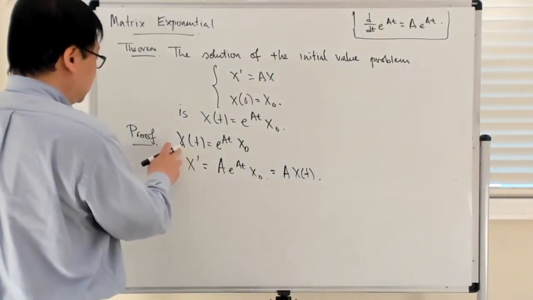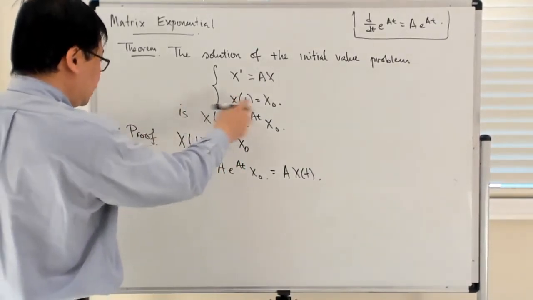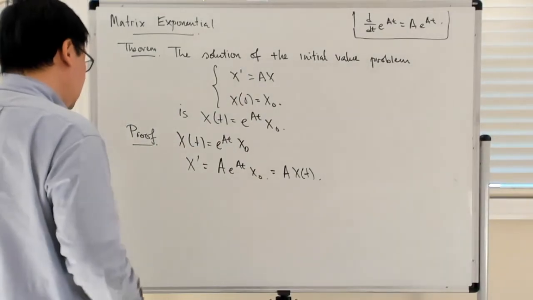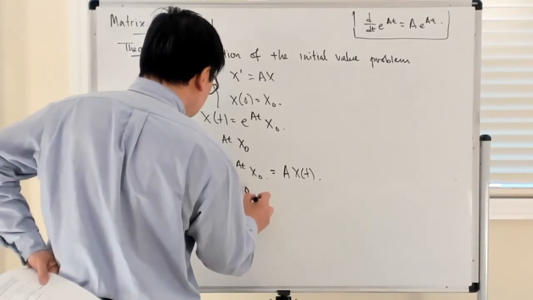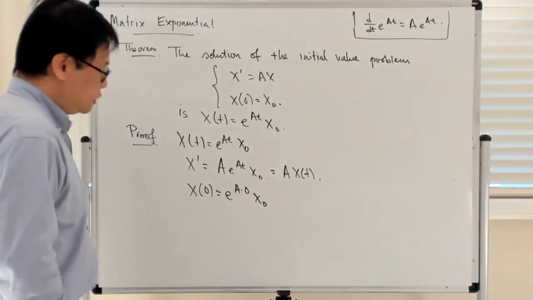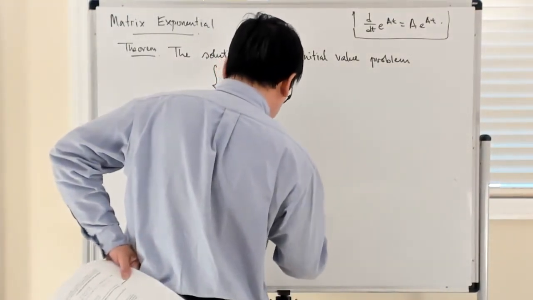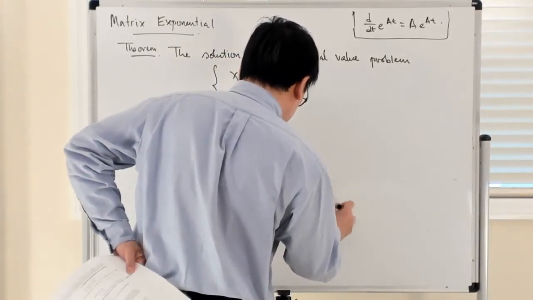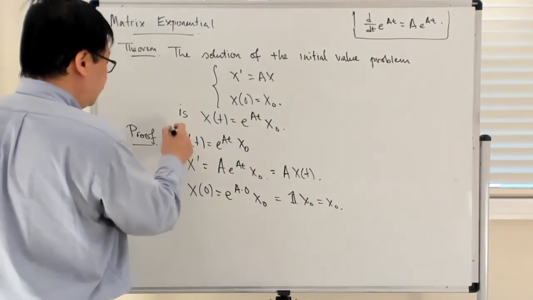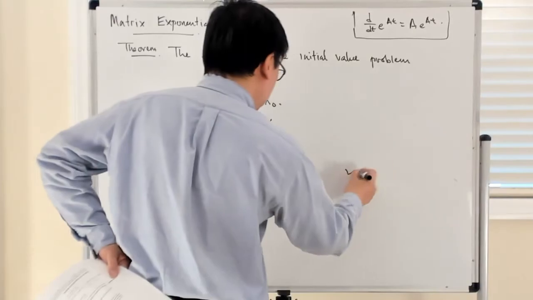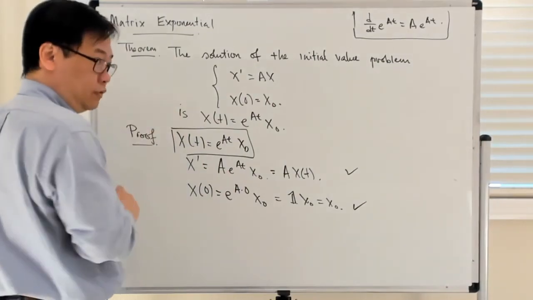So this thing satisfies the differential equation. We just need to check that it also satisfies the initial condition. So x at 0 is e to the a times 0, times x0, but e to the a times 0 is just the exponential of the 0 matrix, which is the identity. So this is the identity times x0, which is just x0. So what we've verified is that the solution of this form satisfies the differential equation and also satisfies the initial condition. So obviously it's a solution of the initial value problem.